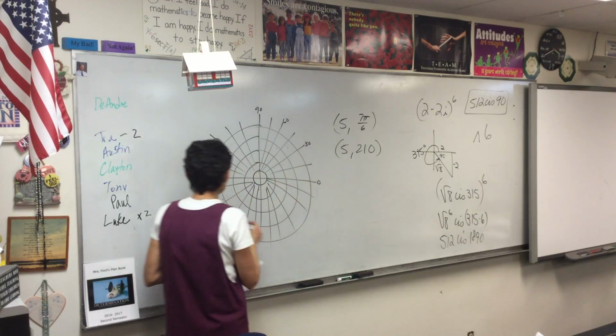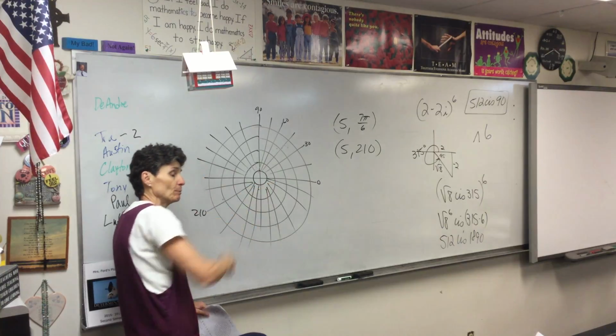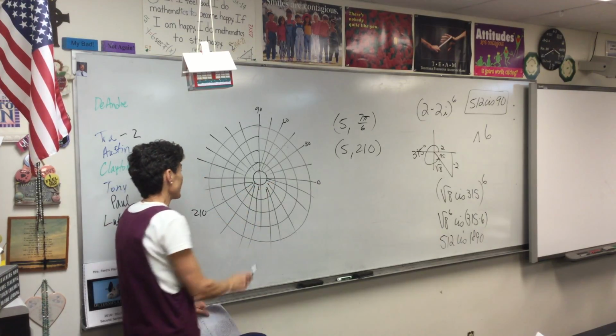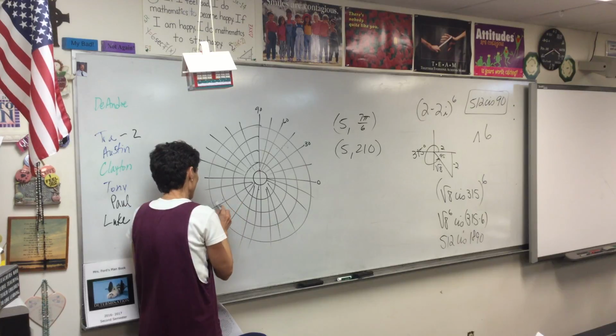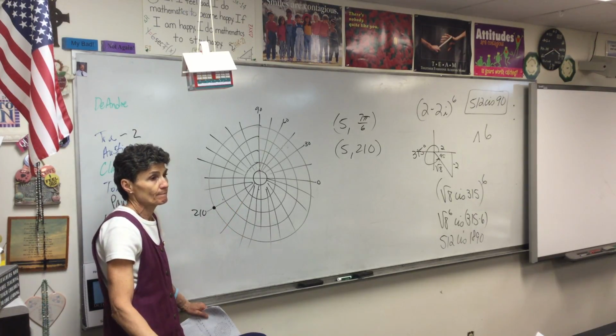So you're gonna get on the line labeled 210, and you're gonna count out 1, 2, 3, 4, 5 circles. So there's where (5, 210) is gonna be located.